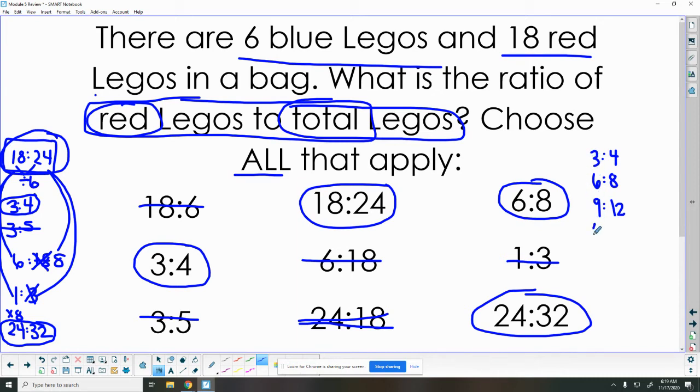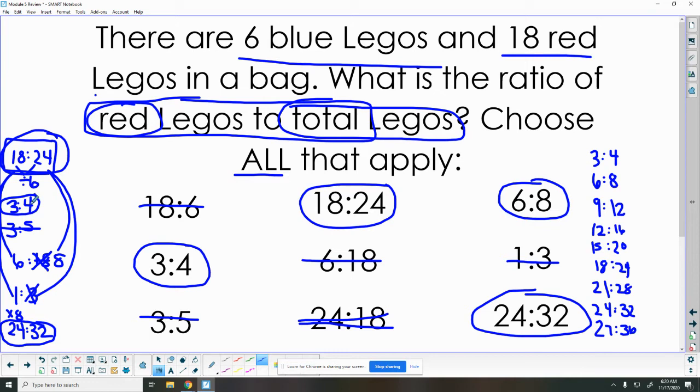So 3, 6, 9. I'm just going to count by 3. So 3, 6, 9, 12, 15, 18, 21, 24. I'll go 1 more, 27. Then here we've got 4, 8, 12, 16, 20, 24, 28, 32, and 36.